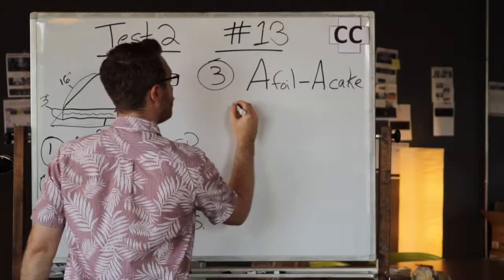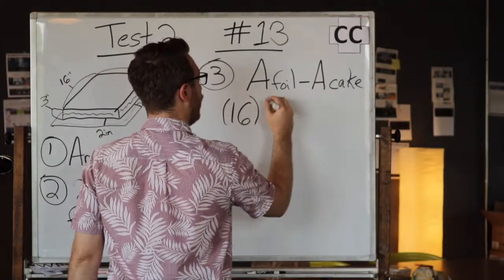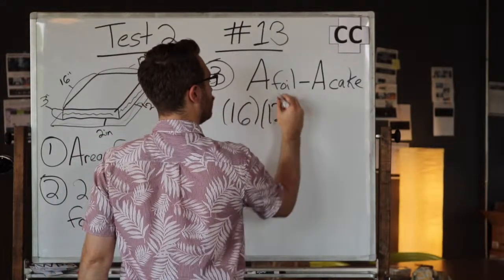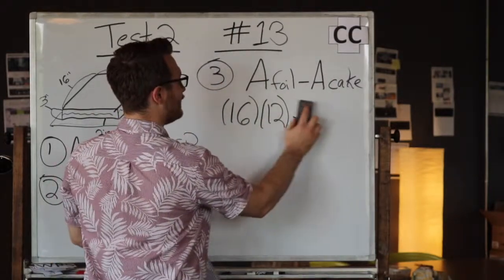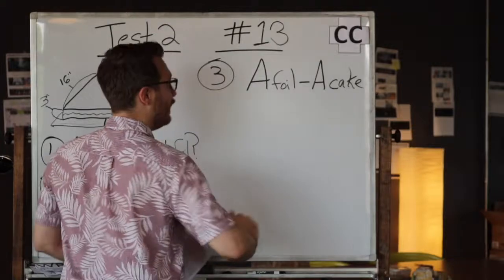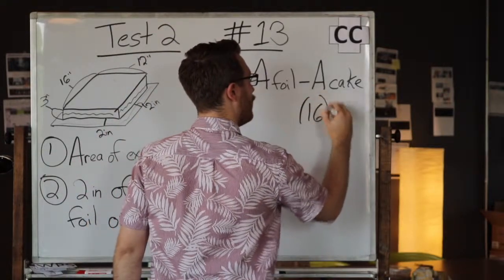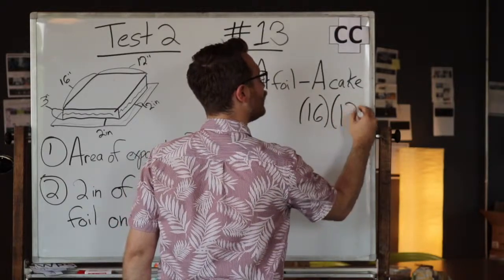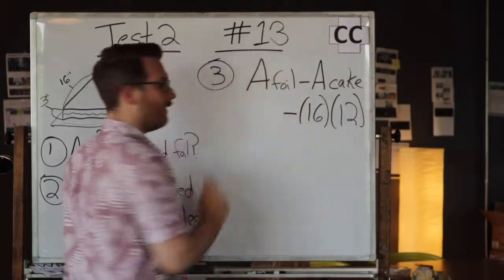So 16 multiplied by 12. That is going to be subtracted. Whoops, that's wrong. That is not the area of the foil, that's the area of the cake. So I'm going to put that over here. 16 times 12. We're going to subtract that area of the cake, length times width, from the area of the foil.